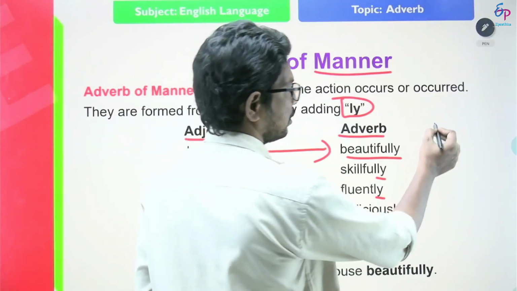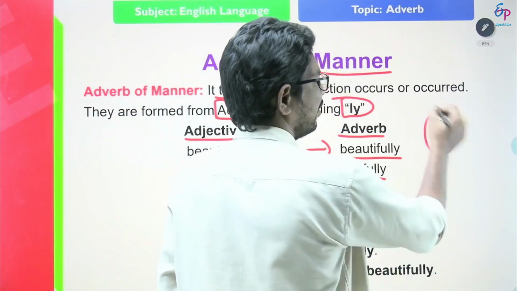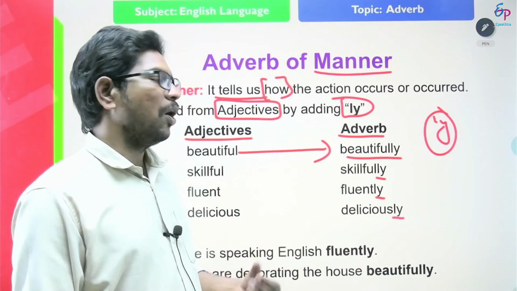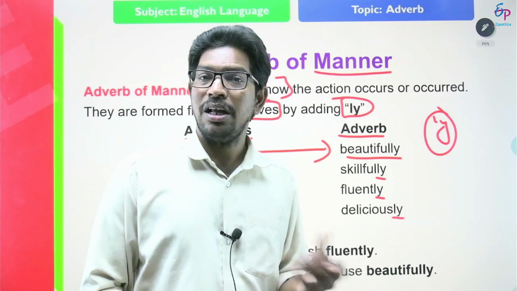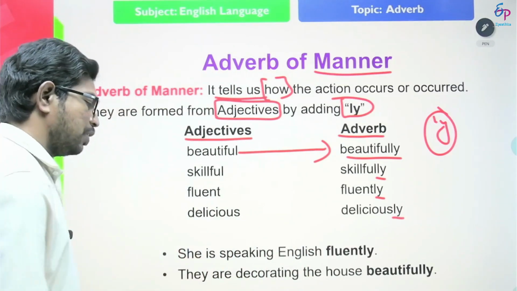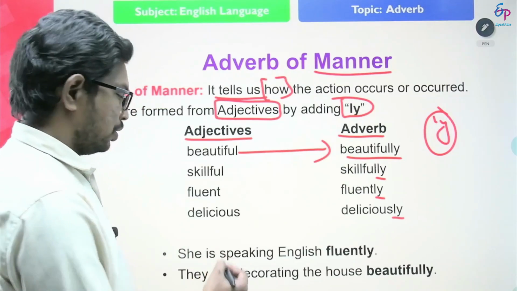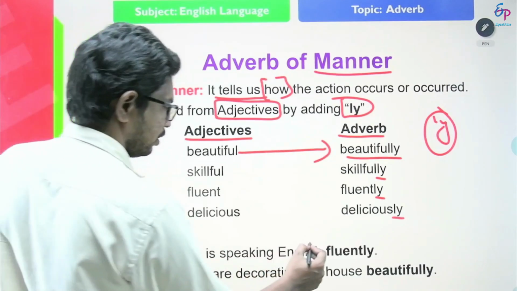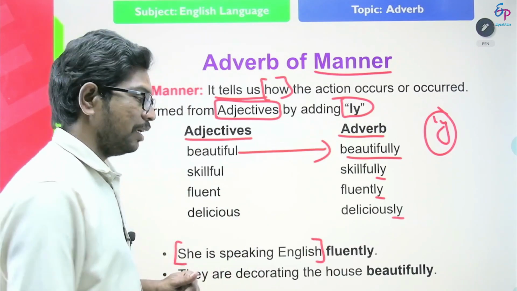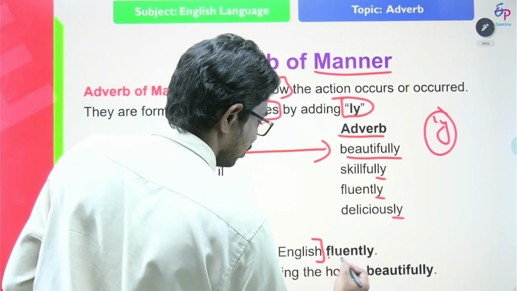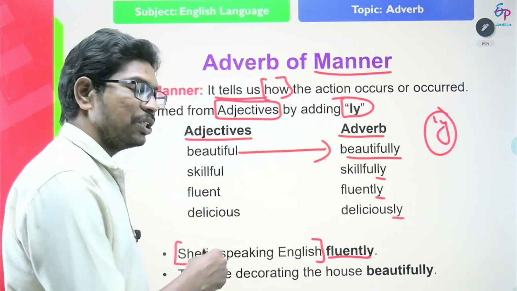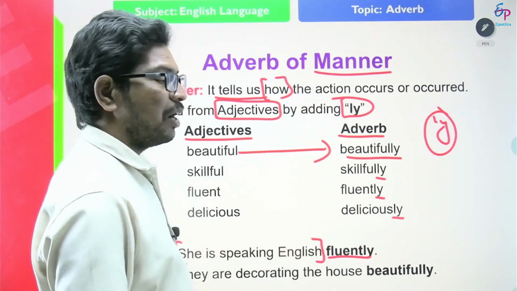Whenever you come across the word ending in ly, it is an adverb. So look at how these adverbs of manner tell the manner of the action. Look at this example. She is speaking English. This is an action. It is going on. I am adding how she speaks. How is she speaking? Fluently. The word fluently is showing how she is speaking. So this is called adverb of manner.